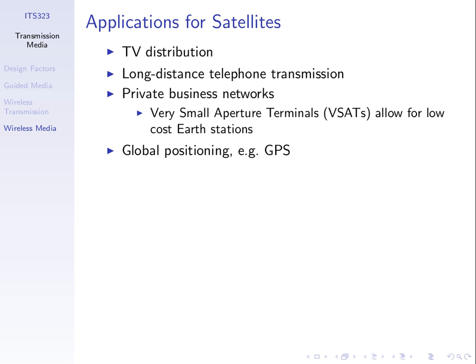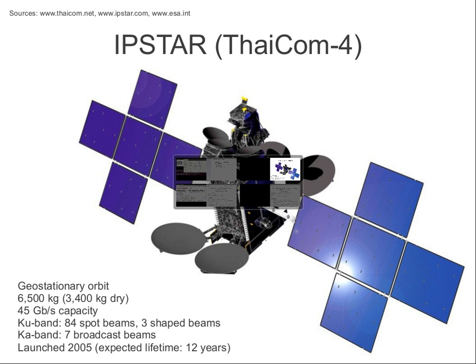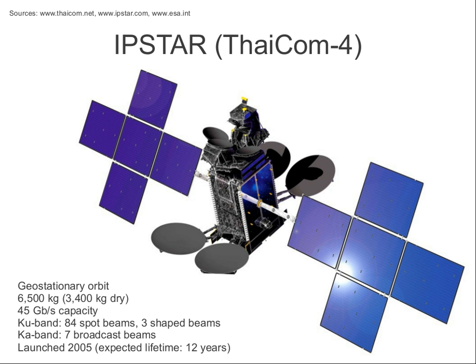GPS is another example, where we have multiple satellites providing some positioning service. One example, IP Star, or the satellite's called ThaiCom-4. It's a Thai satellite which provides internet service to large parts of Asia. It's a geostationary satellite, so it's sitting about 36,000 kilometres above the Earth. It was launched in 2005.